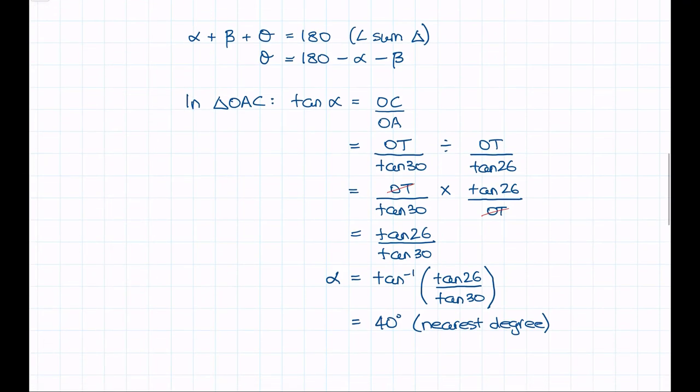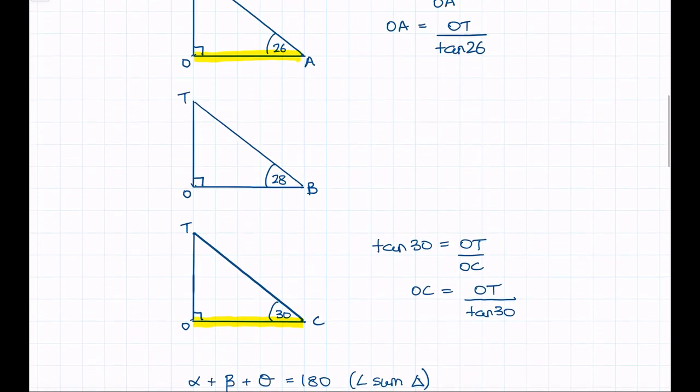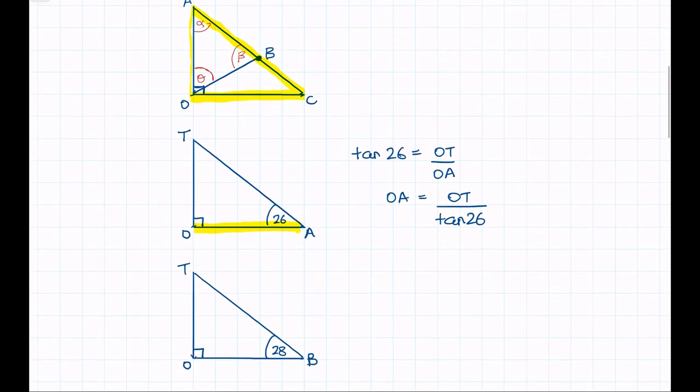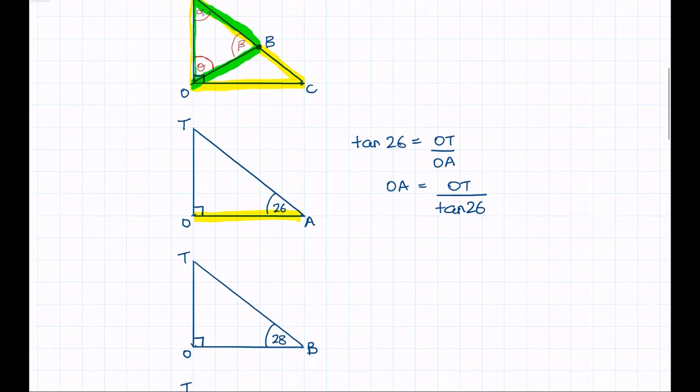Now all we need to do is find beta, and we've got everything we need to find our bearing or angle theta. Now, in terms of beta, that's sitting in the triangle OAB, this triangle here, which is not a right angle triangle, so we can't use our trig ratios, but we can use the sine rule because we have angle alpha, which we've just worked out, and angle beta, which we're trying to work out. And so if we can get expressions for OB and OA, we have two sides and two angles, so the sine rule becomes relevant.